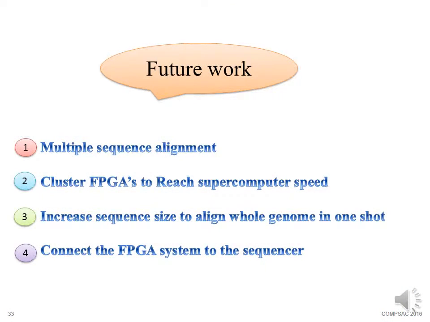We will try to upgrade our design for multiple sequence alignment. Then we could try to use a cluster of FPGAs to speed up our alignment. We will increase the sequence size to be aligned. And finally, we will try to connect the cluster FPGA system to the sequencer directly.